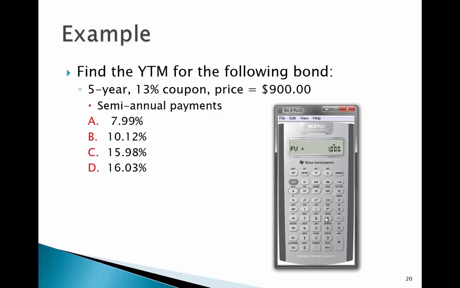The price is 900, so 900, that's got to be negative. And I'm going to compute that yield to maturity. I did something wrong. Let me do this again. N is 10. 65 goes in as the payment. 1,000 goes in as the future value. The present value is 900, and it's negative. And then I compute the yield to maturity. I get this. Notice this is answer A. That's not correct. That's the semi-annual yield. Right? What I want is a yield to maturity. I've got to take that number times 2. That's 15.98. C is the answer.